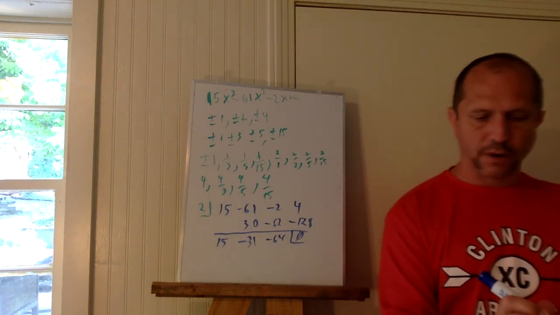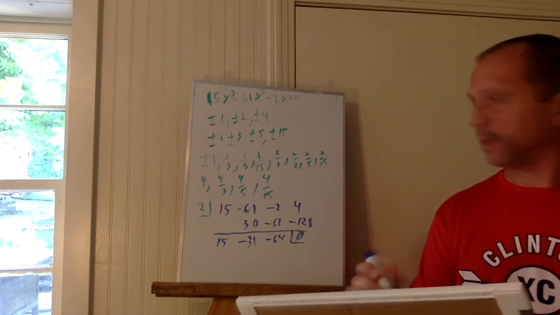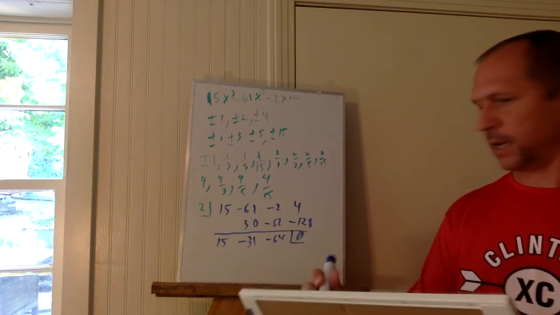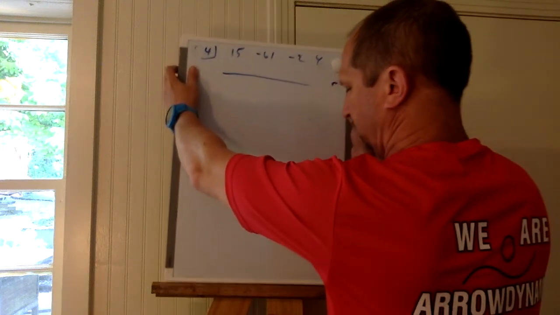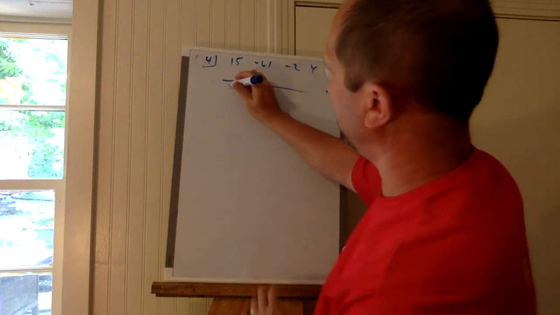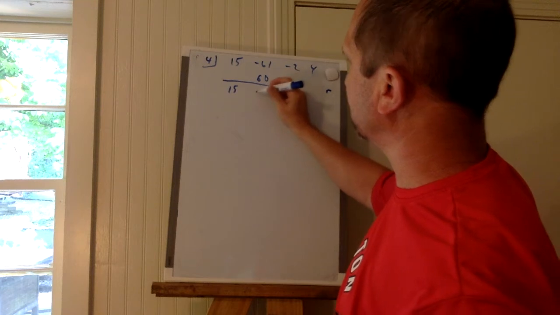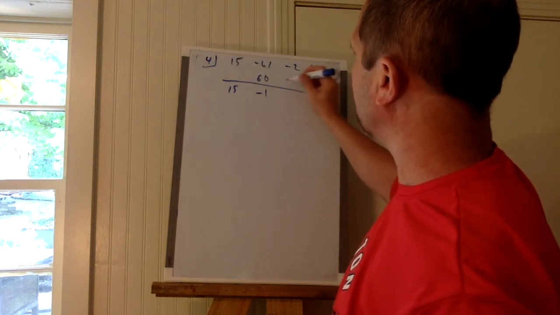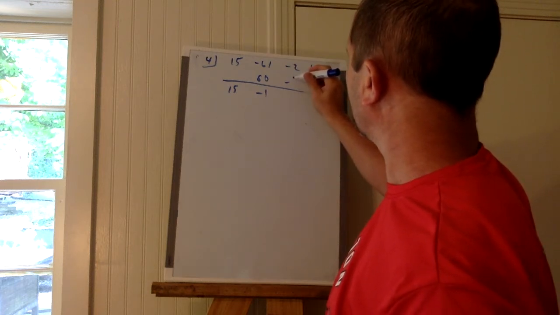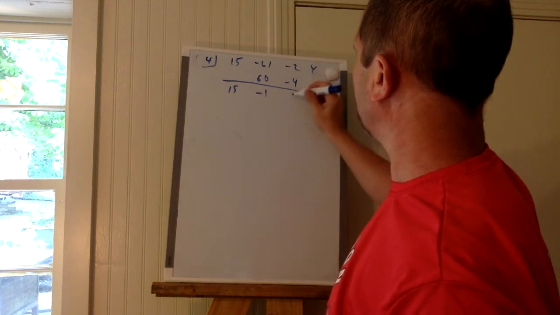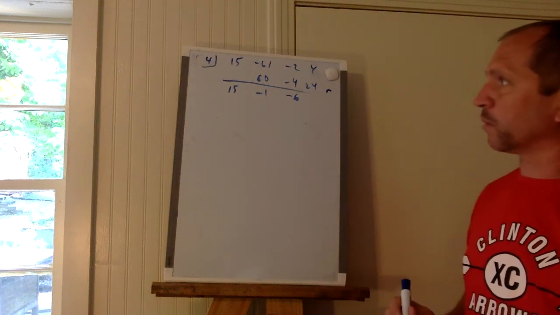So I'm going to have 4. And from 4, I'm going to have 15, negative 61, negative 2, and 4. So doing my synthetic division here, bring down my 15. All right, 4 times 15 is 60. Negative 61 and 60 is negative 1. 4 and negative 1 is negative 4. Negative 2 and negative 4 is negative 6, and that's 24. So 4 did not work here.